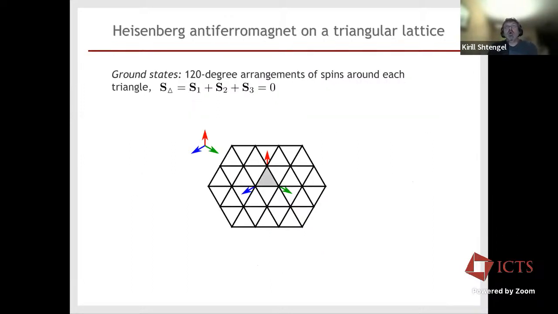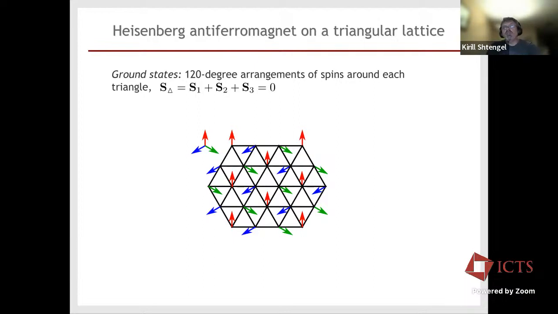And so now if you think about trying to arrange these spins on a triangular lattice, you see that you can do it in a single triangle, but then once you've done this, you fill the rest of the lattice because your hand is forced. Since every triangle shares two spins with the other triangles and you have the condition that all three spins must add to zero, once you have chosen the three spins on a single triangle, you've covered the entire lattice if you're looking at a ground state.